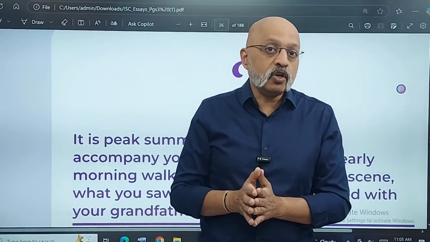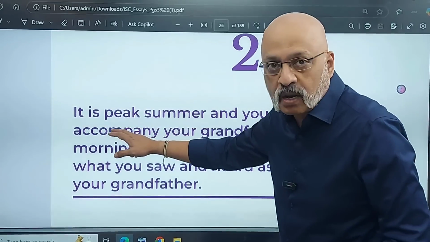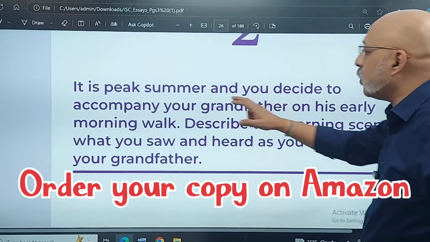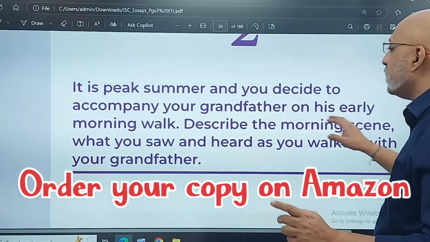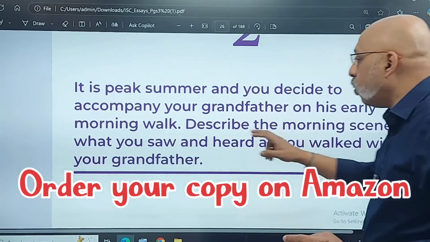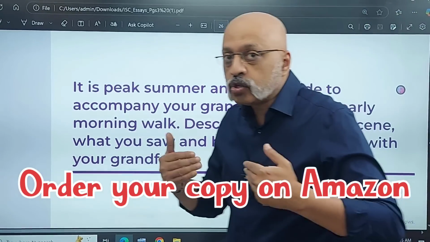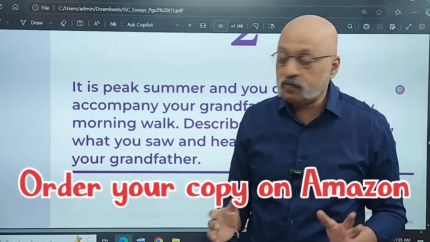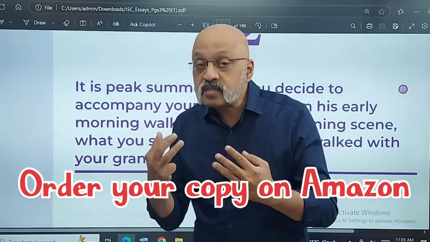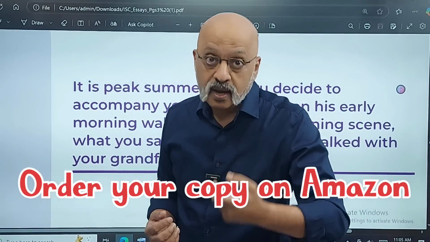Also, another thing that you need to bear in mind is that the question, for example, here it is peak summer, right? This is an important detail given, and you decide to accompany your grandfather on his early morning walk. Describe the morning scene, what you saw and heard as you walked with your grandfather, right? So this is the detail which has been given. So summer, early morning walk, grandfather. These 3 are the important elements that need to be highlighted in your essay.